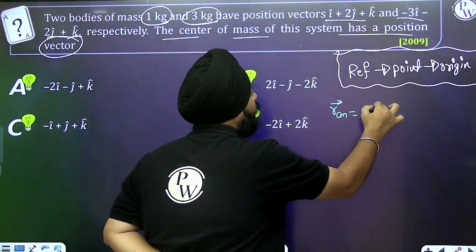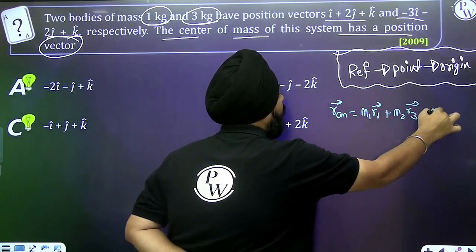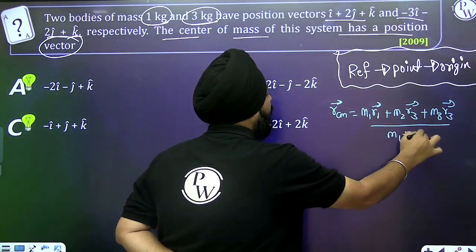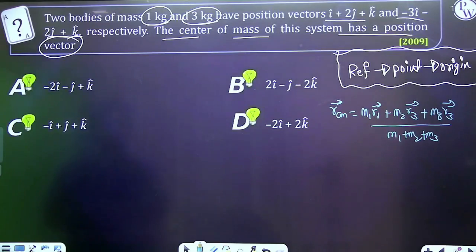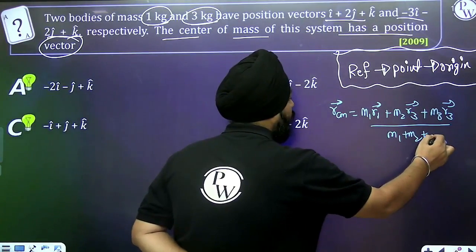Because all of those position vectors of the masses are given, right? So I think it's cool to directly apply the formula of the center of mass. Okay, only two bodies are there.